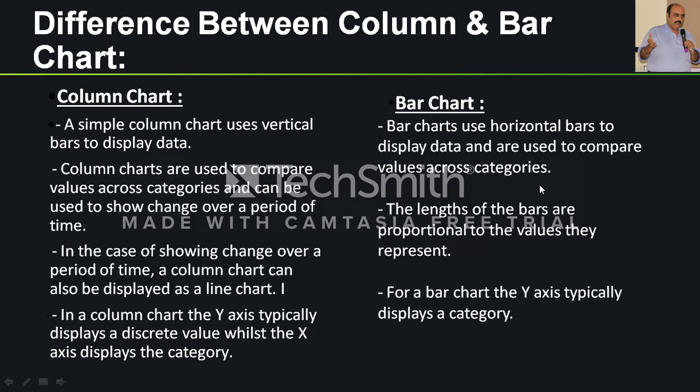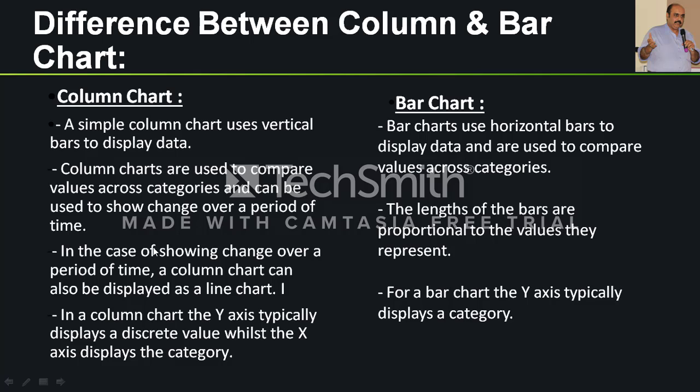What is the difference between column and bar chart? If you look at the difference among column chart and bar chart, a column chart is a simple chart that uses vertical bars to display the data, whereas in case of bar chart, they represent data in horizontal bars. And the data are used to compare values across categories. Column charts are used to compare values across categories and can be used to show change over a period of time. Whereas here the length of the bars are proportional to the values they represent.